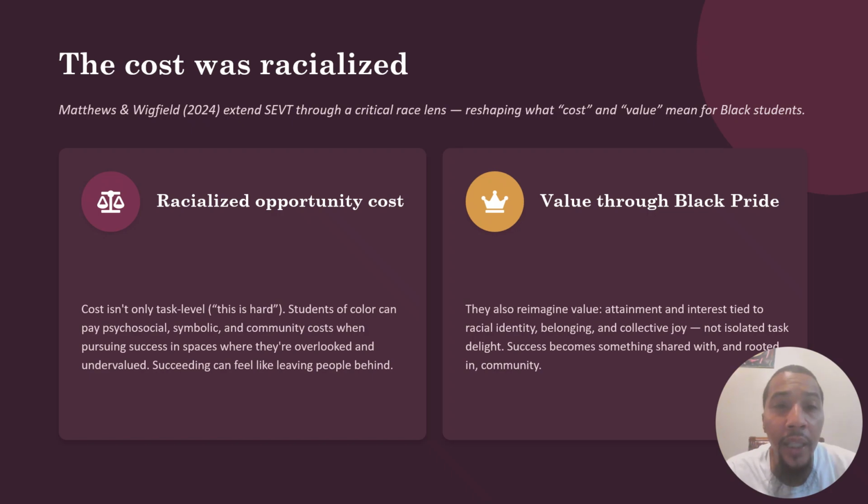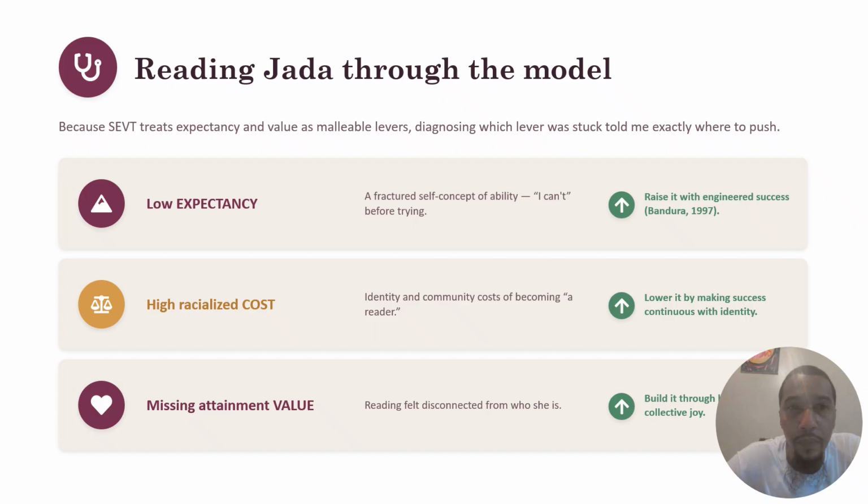Put those together and you can see Jada's real barrier. For her, becoming a reader carried an identity cost, and the fix was to reconnect reading to her identity and community, not to drill more phonics. The reason this framework is so useful is that it treats expectancy and value as malleable levers. So diagnosing which lever was stuck told me exactly where to push.